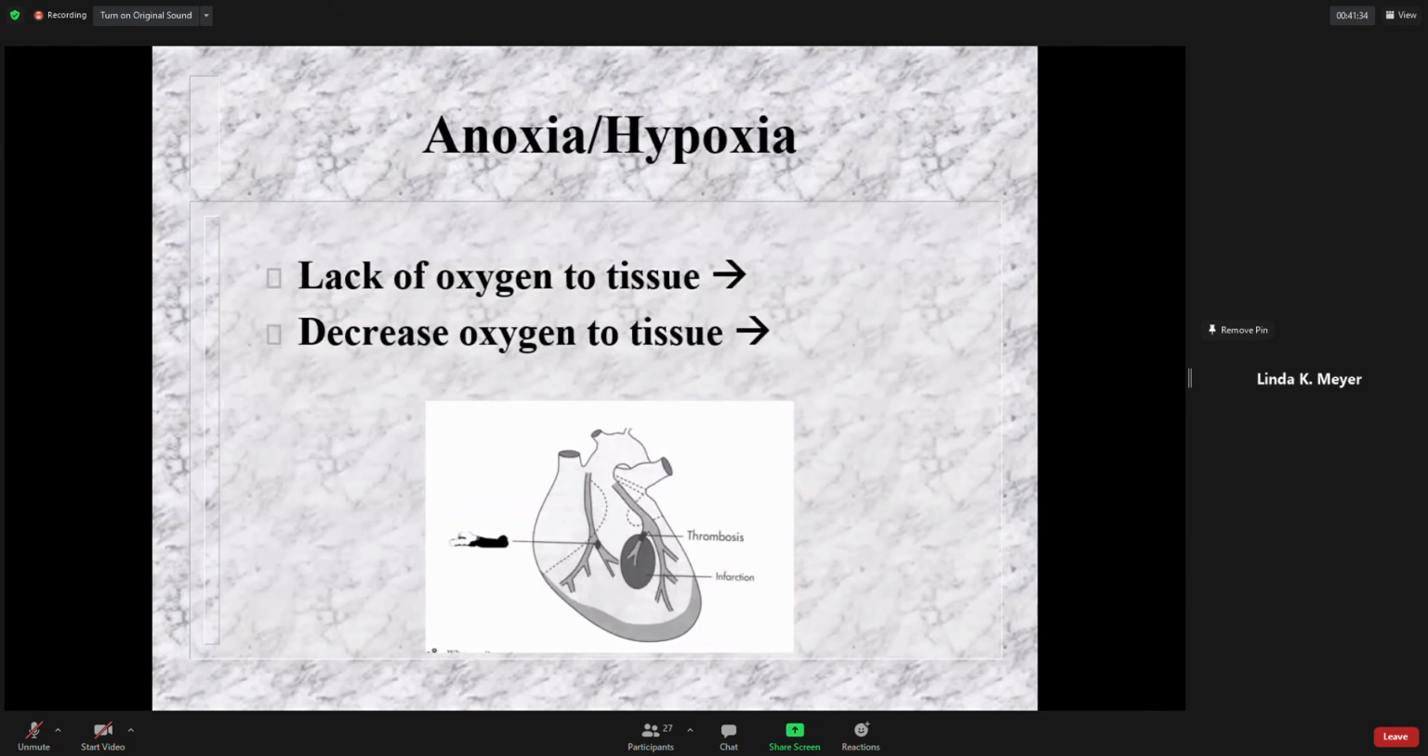And then last week I just mentioned that an example of an excess of nutrient is like if someone takes too much vitamin A, they can end up with hypervitaminosis A.